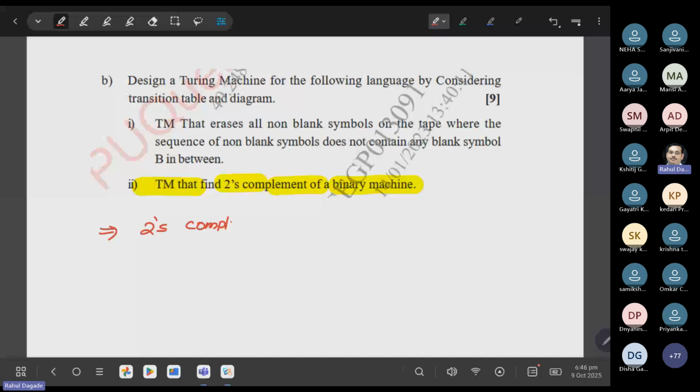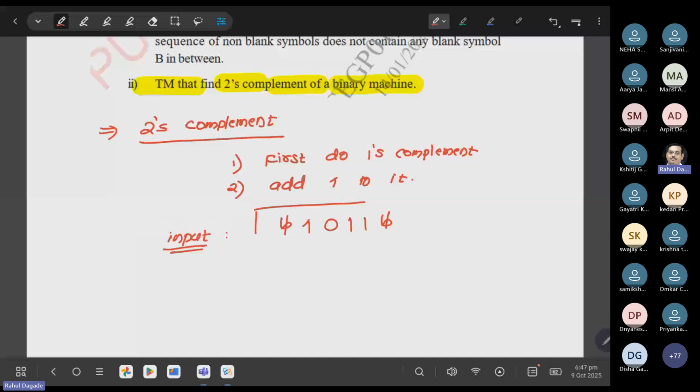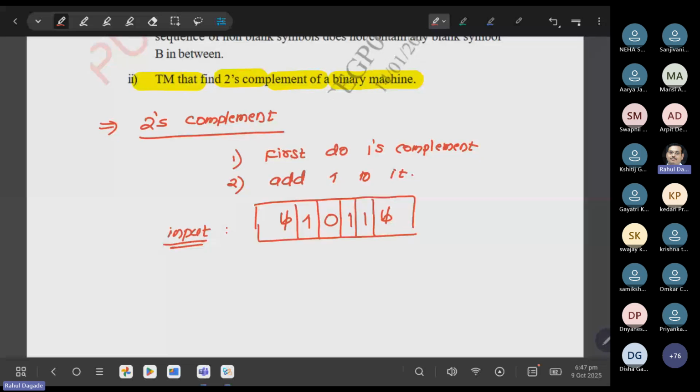So what will be the input? So let us take the input as a binary number, 1 0 1 1. Let us take this as our input, blank blank. Okay, this is on the tape, so you can write that on the tape also. So this is on the tape initially, and what will be the output?